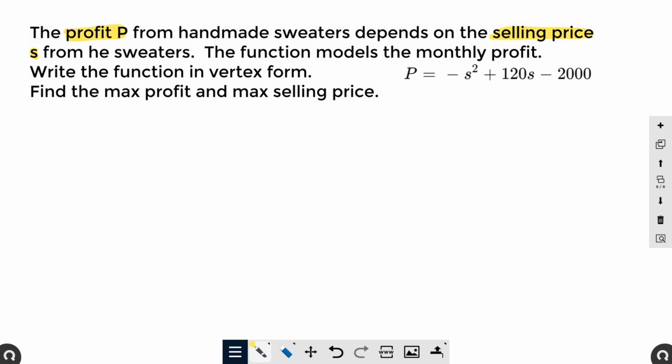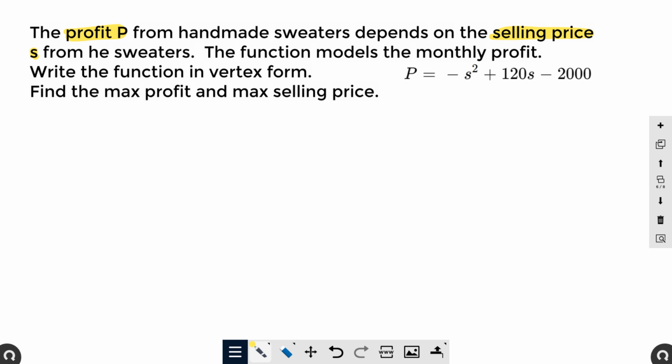So it says the profit P from handmade sweaters depends on the selling price S of the sweaters. The function models the monthly profit. First, write the function in vertex form, and then second, find the max profit and max selling price.